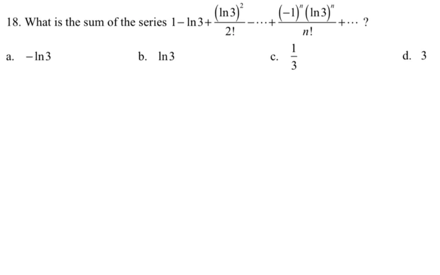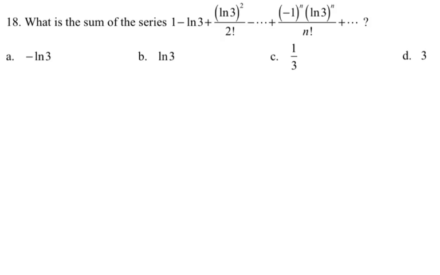What is the sum of the series 1 minus the natural log of 3 plus natural log of 3 squared over 2 factorial, and so on. All right, so looking at that nth term, you got -1 to the n, natural log of 3 to the n over n factorial. In your mind, make that the quantity negative natural log of 3 to the n over n factorial. That feels like e to me, right? So I'm going to write down the series of e.